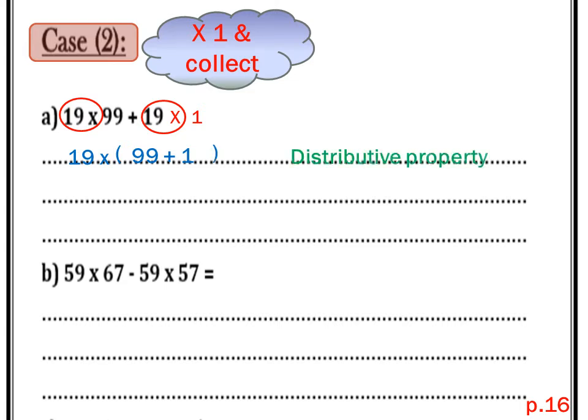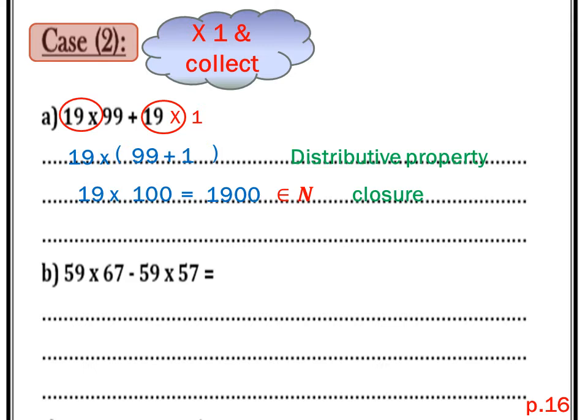Here is distributive property. And now let's solve it. 19 times, solve the bracket. 99 plus 1 equals 100. So here 19 times 100 is 1900, which belongs to N, closure.